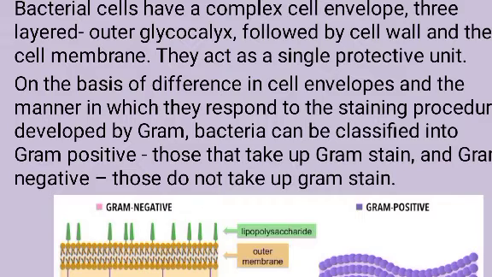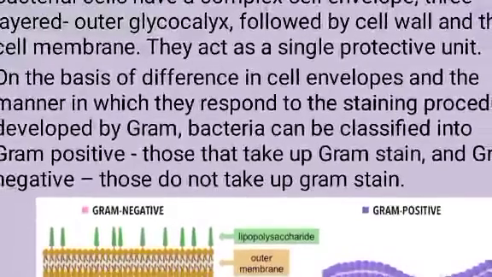Okay, based on that the bacteria are classified into two types. They are Gram positive and Gram negative bacteria. So how are the bacteria classified? The bacteria are classified into two groups on the basis of the difference in the cell envelope and the manner in which they respond to the Gram stain. Gram stain is a stain which is developed by Christian Gram. Okay, it is a purple colored or violet colored stain. So whether they take up the stain or not, based on that the bacteria are classified into two. What are they? That is Gram positive and Gram negative bacteria.